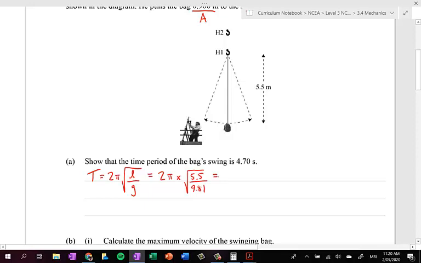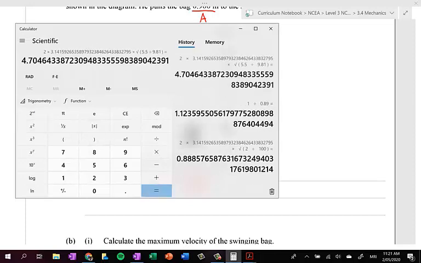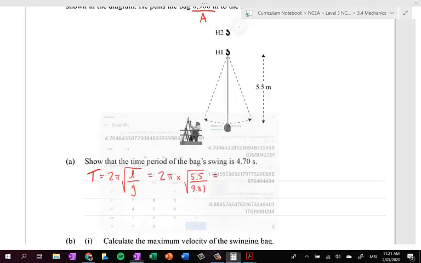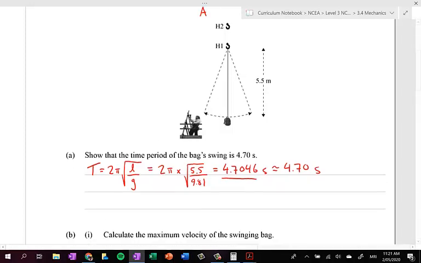So we can plug that into our calculator here. So we got 2 times pi times, and then we had 5.5 divided by 9.81, and we want to square root that, and we get 4.7046 seconds, which is approximately equal to 4.70 seconds. Note that when we're asked to show, it's good to give an unrounded number first to show that you've actually calculated it, and then to put the number that they asked for.